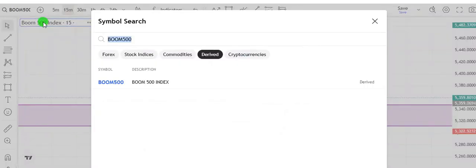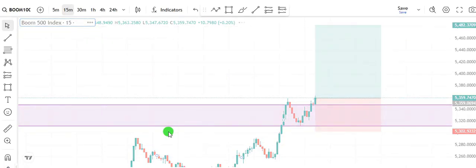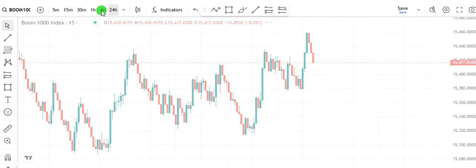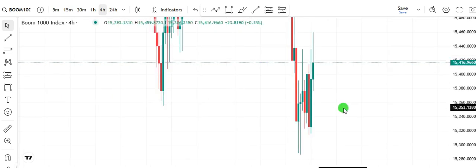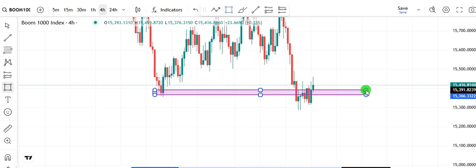All right, so let's go to the next one, which is the Boom 1000. Okay, so focusing on Boom 1000, let's go to the H4 to see. Sorry, I just clicked on the 24 hours. Let's go to H4 to see what we are looking for. Remember, I've not been really placing trades on this because I said I'm not really comfortable with the pattern it's actually forming. And it seems like it started another stupid pattern right here again.